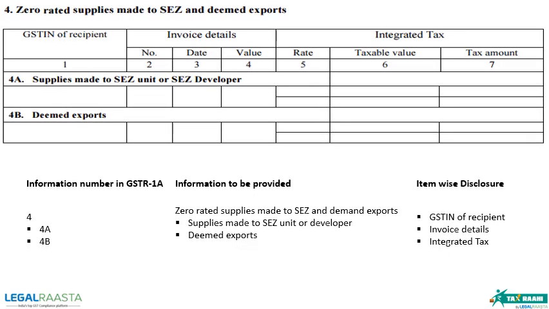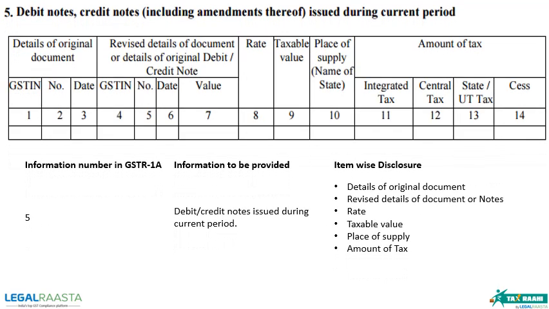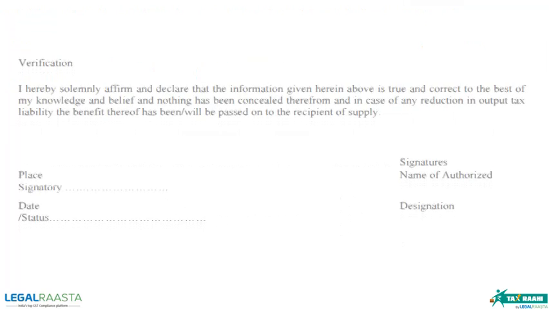Details of zero-rated supplies made to SEZs and deemed exports such as GSTIN of recipient, invoice details, etc. Details of credit debit notes such as details of original document, amount of tax, etc.